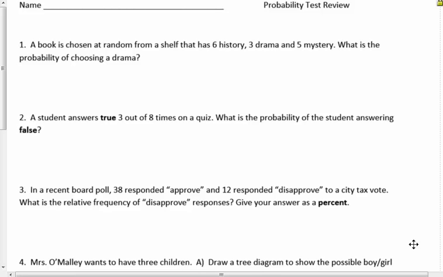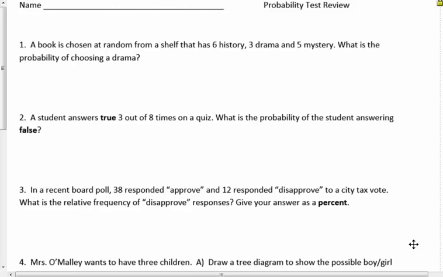This is the review for tomorrow's probability test. It looks very much like the test that you're going to take. It starts off with simple probability, or just finding a single event, moves to drawing a relative frequency, and then on to possibility diagrams, tree diagrams, and some probability with spinners, compound probability. So we're starting with simple probability.